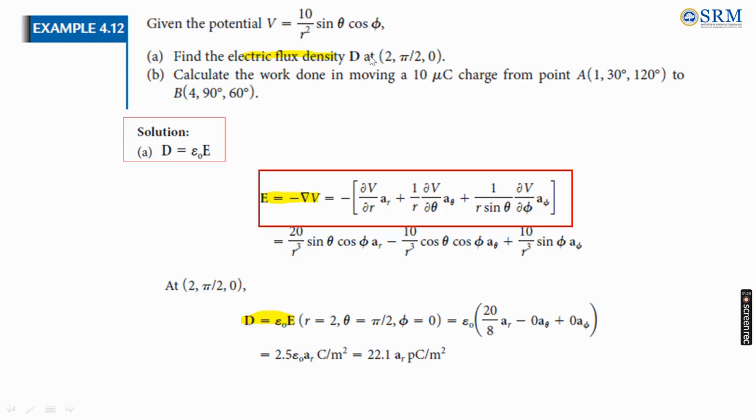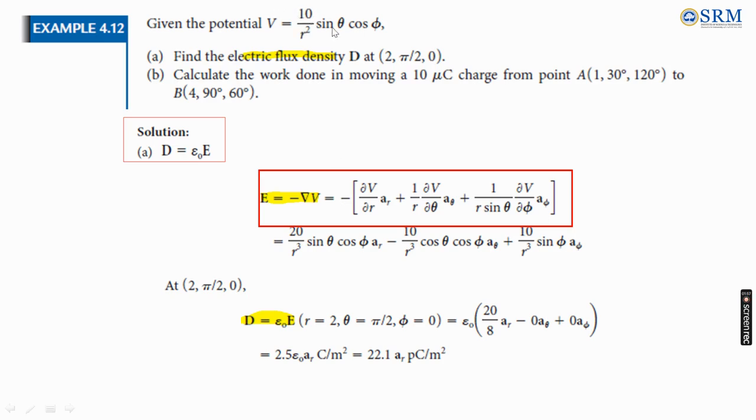Seeing the coordinates and this expression, we can see that it is a function of the spherical coordinates r, theta, and phi. So we have to write the gradient function in terms of spherical coordinates. That is going to be negative, which is common, dou V by dou r into a r cap, plus dou V by r dou theta into a theta cap, plus dou V by r sin theta dou phi into a phi cap.